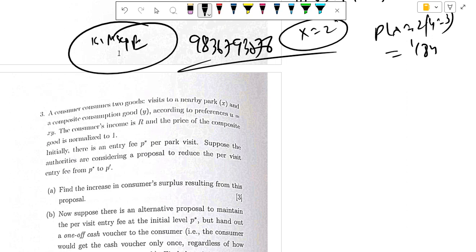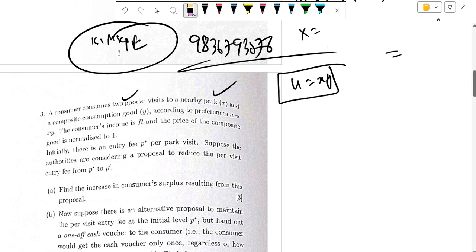So let's get started. Consumer has two goods: visit to a nearby park and composite consumption good Y. According to the reference, u equal to XY. This is given, okay. Next, the consumer's income is R and the price of the composite good is normalized to 1.